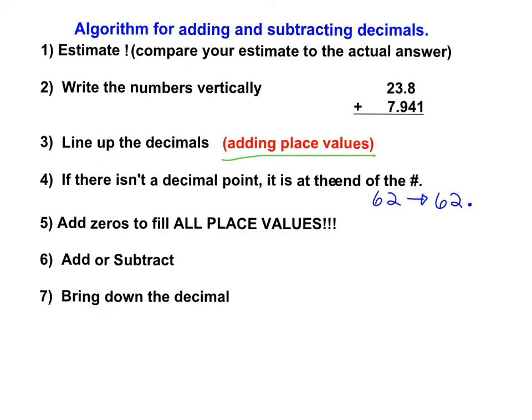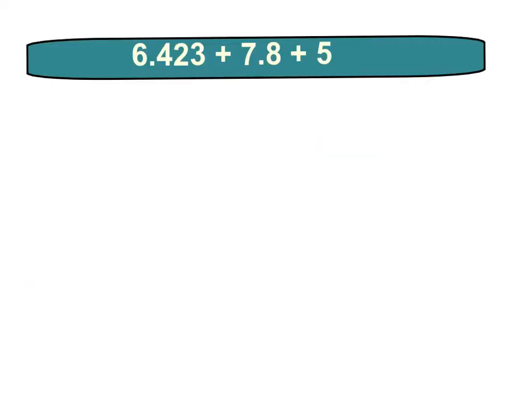This part is key. If there is not a decimal point at all, it's always at the end of a number. So in the number 62, it's always at the end. Add zeros to fill all the place values. You're going to add or subtract. This part is crucial. Make sure you bring down the decimal into your answer. Let's go ahead and do this one.